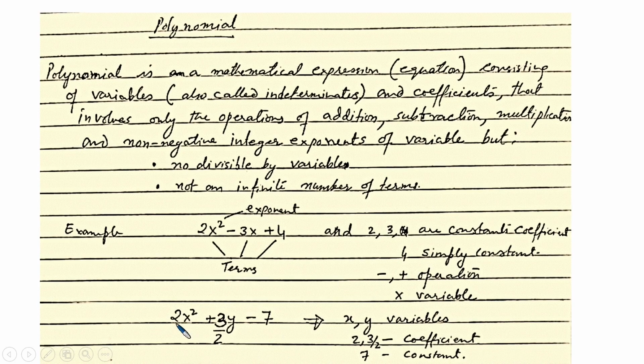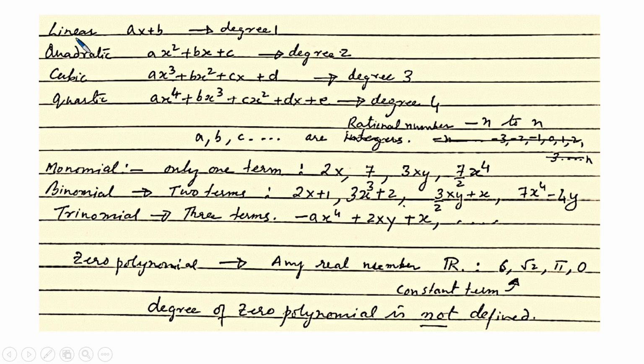This is another equation. Here you have 2 variables x and y. So x and y are the variables. In the earlier case there was only 1 variable, and this 2 and 3 by 2 are the coefficients, and 7 is again simply a constant. And this is linear where x is to the power 1. So this has a power 1 here, and it's called degree 1.